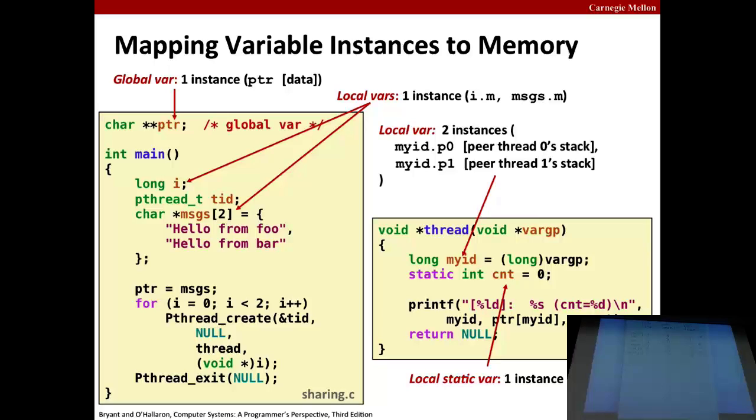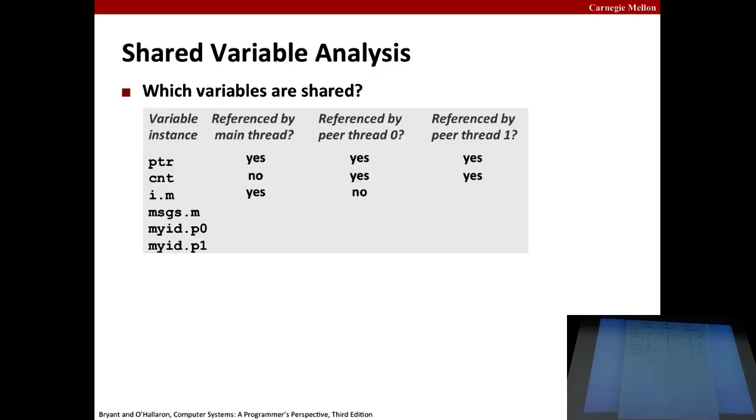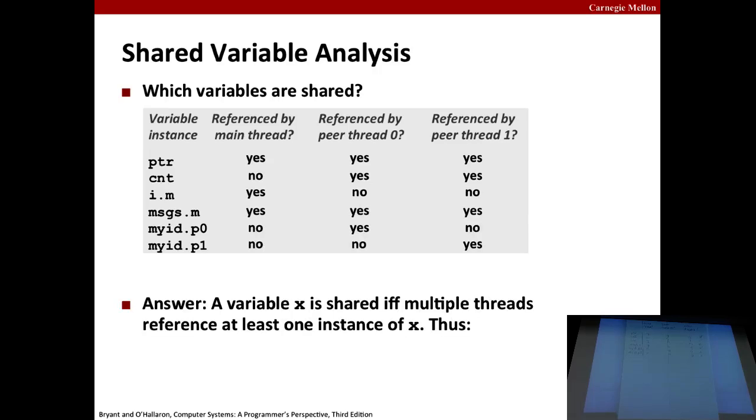Yes? So if you declared myid as static, would the second thread have overwritten the first? Yeah, that would be a race. It would just depend on which thread executed first. So you really wouldn't want to do that. Okay, so we have a very clear notion now of what we mean by sharing.